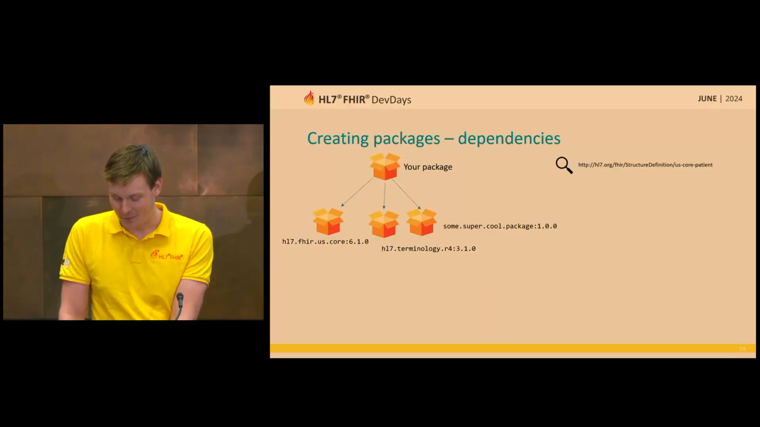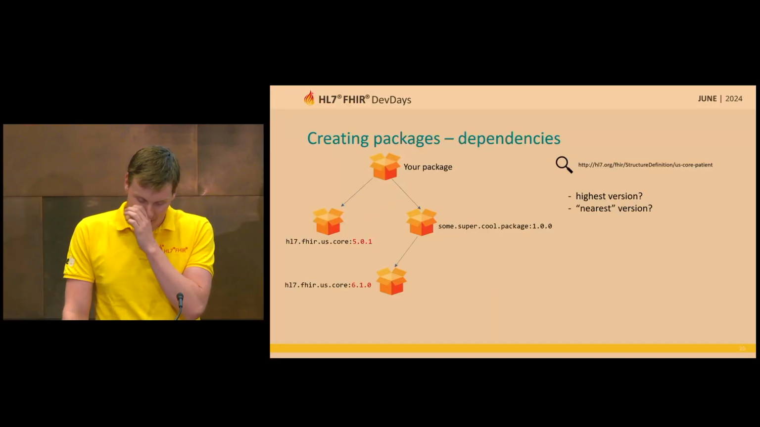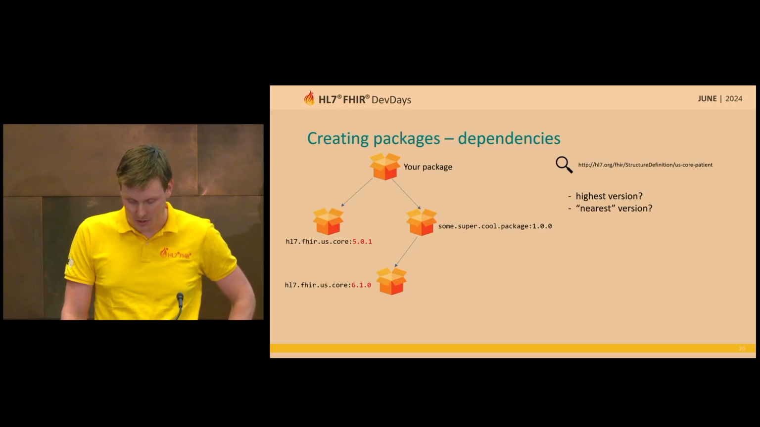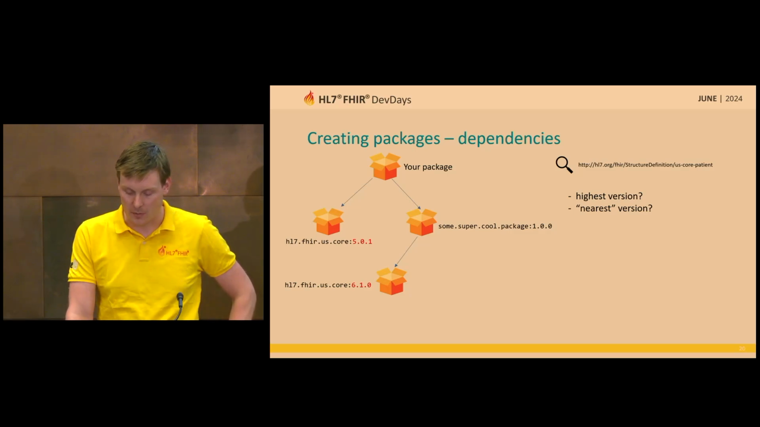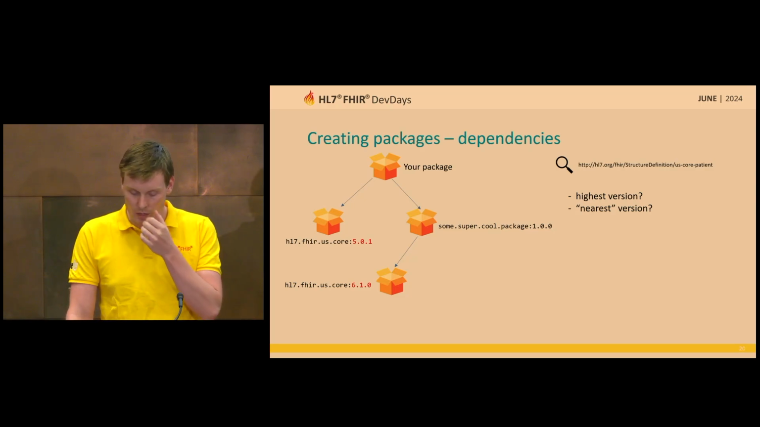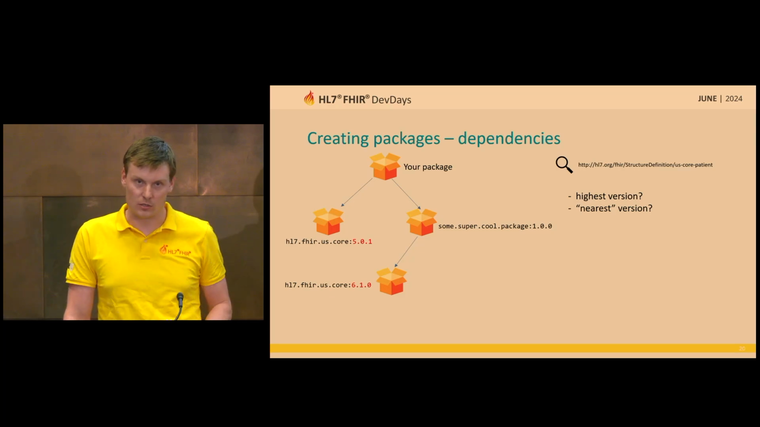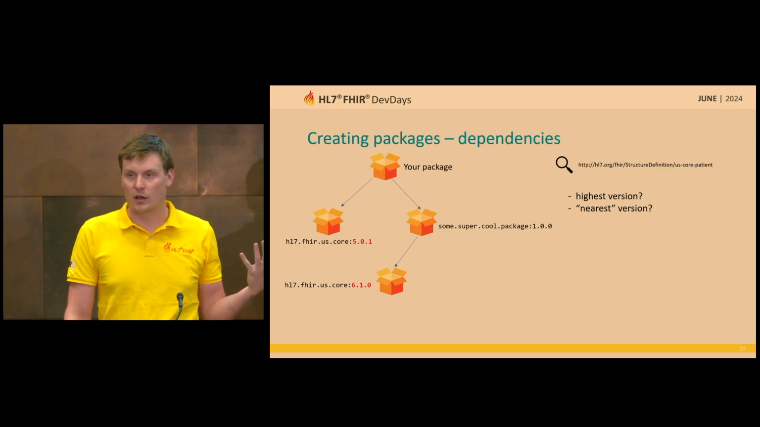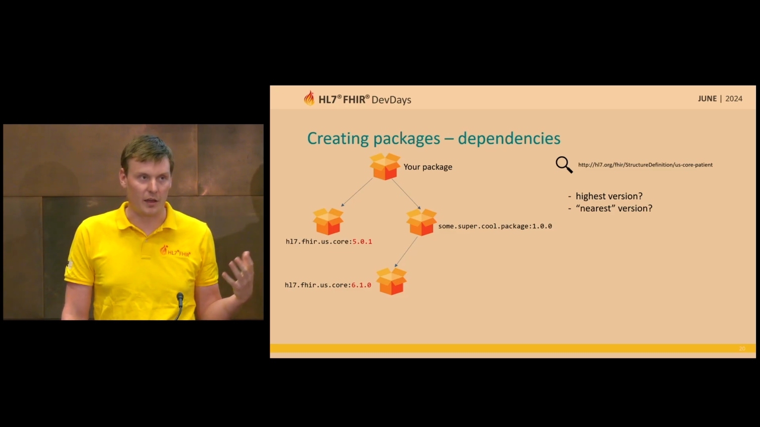Now, there's a couple of difficulties here if you make it difficult for yourself as well. So please bear with me. For example, in this use case, you want to depend your package on some super cool package 1.0.0, which has a dependency already on US Core 6. However, inside of your package, you also want to use maybe a value set or some specific other artifact that comes from US Core 5.